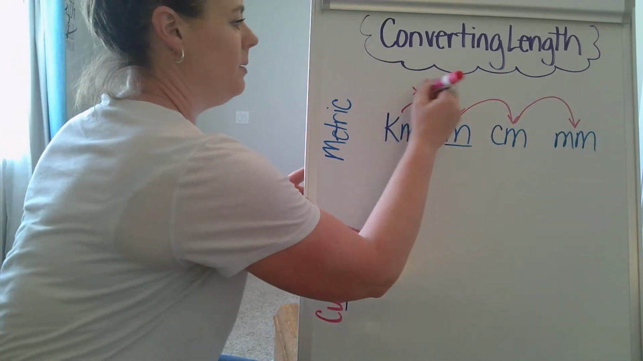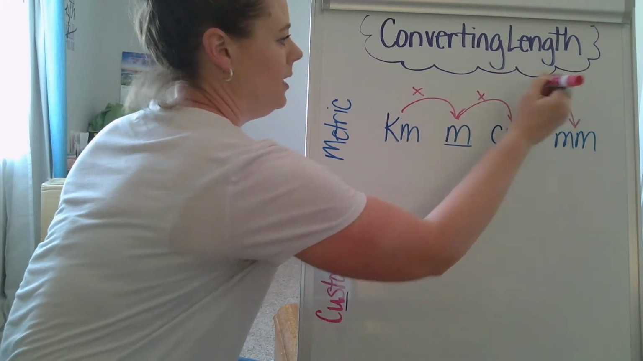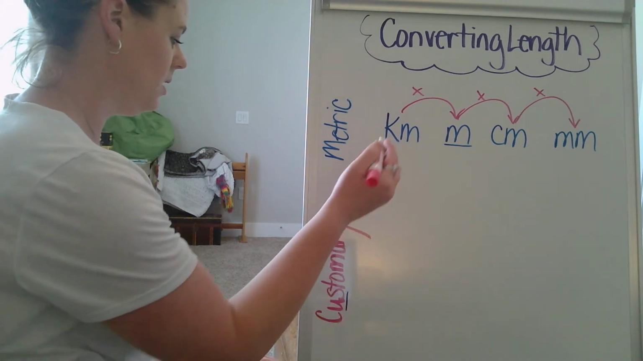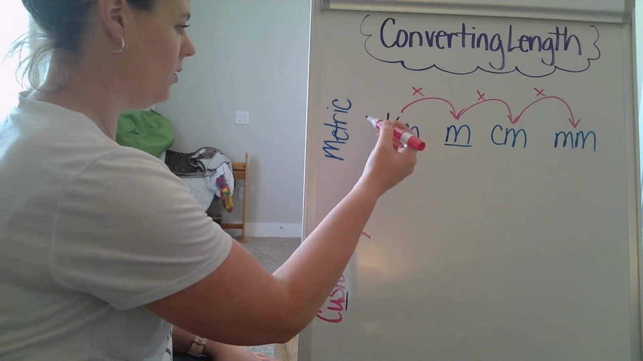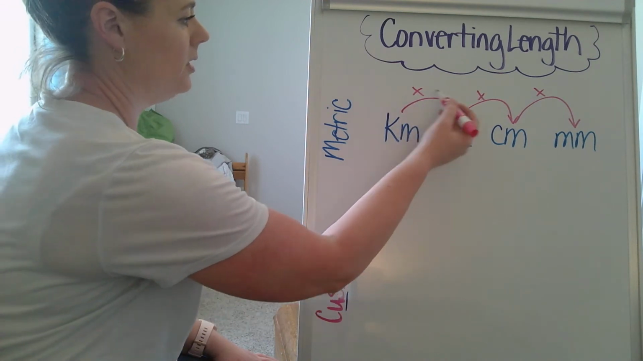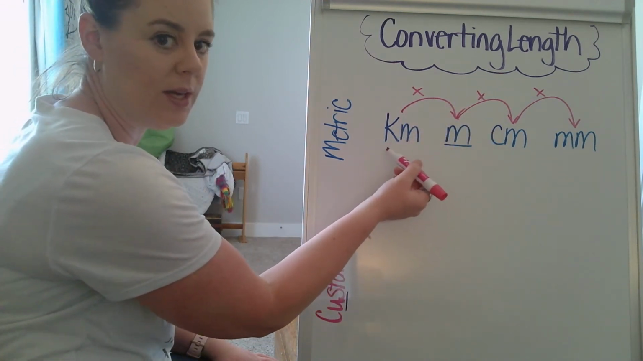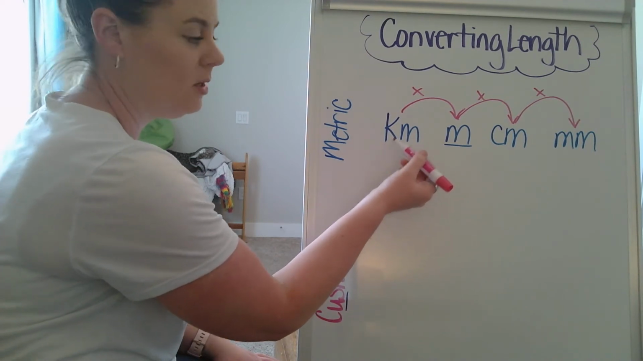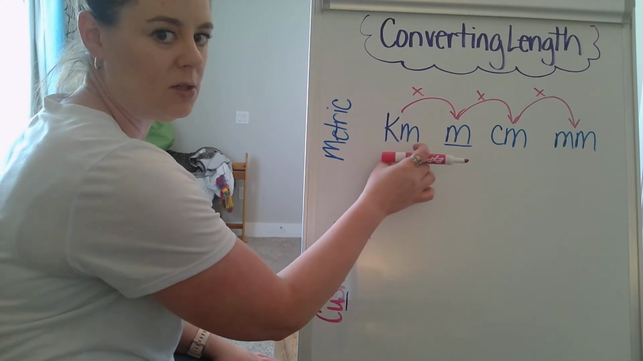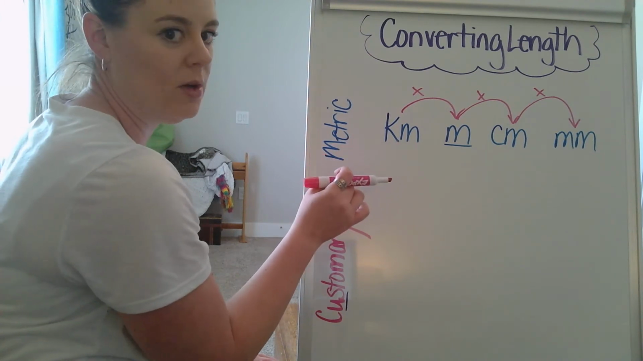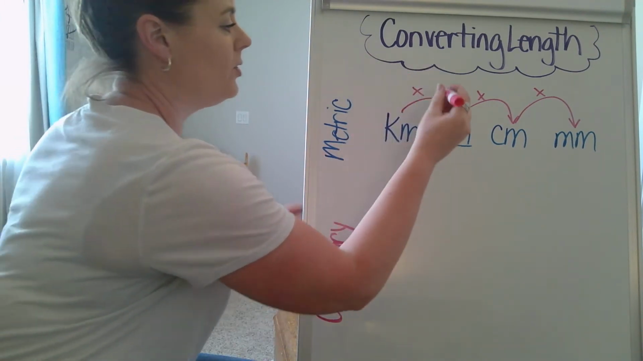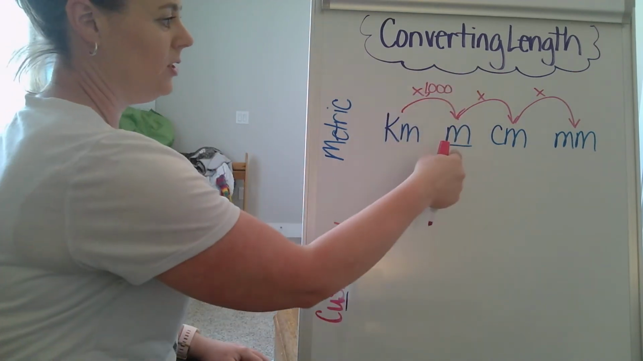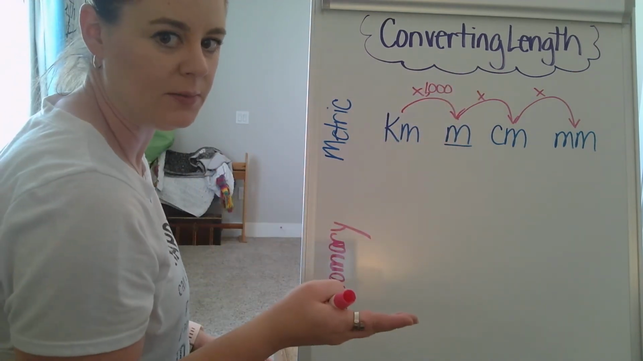And it's going to be multiplying each time. But by how much? Okay, so we are going to go from kilometer to meter. Kilo means 1,000. Kilo means 1,000. And kilometer is the biggest measurement we're talking about in metric right now. So kilometer, you would multiply by 1,000 to get the answer in meters.